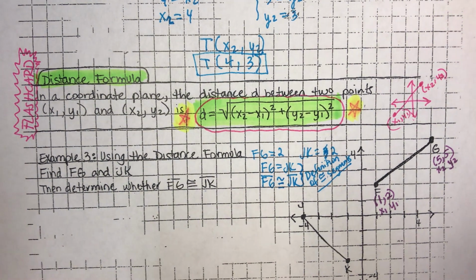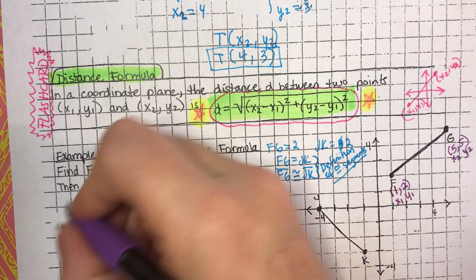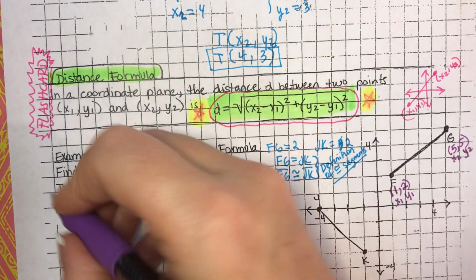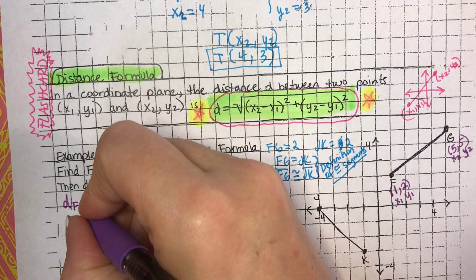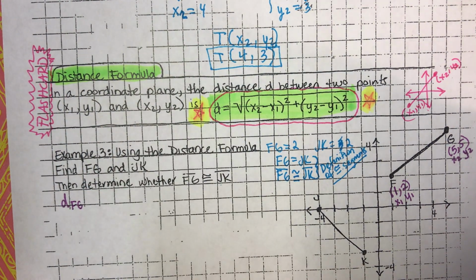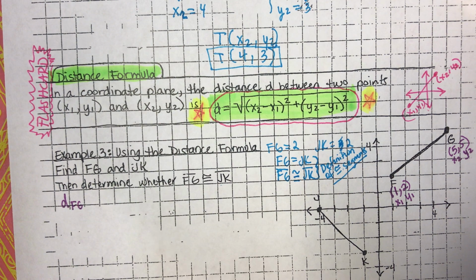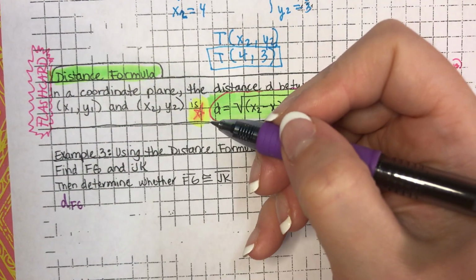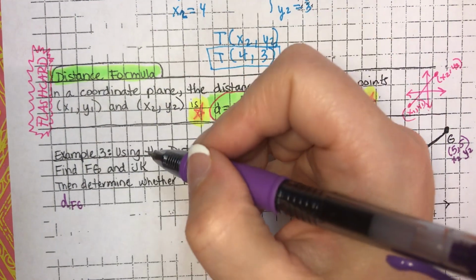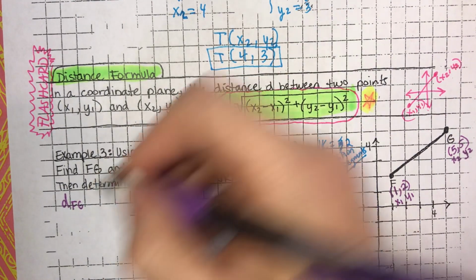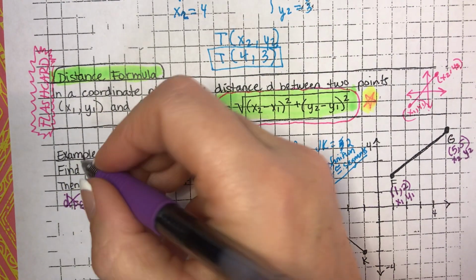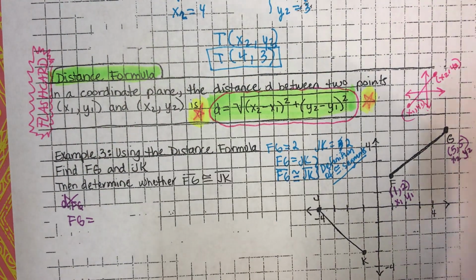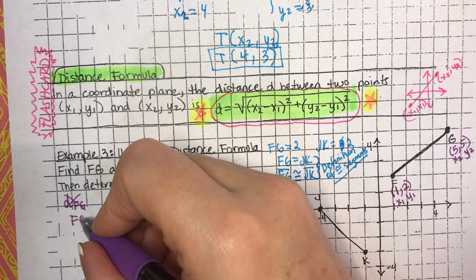So okay, we're going to go over here, and I'm going to find the distance of FG, and I'm just going to write it like this, the distance of FG. Or I guess we could just write it FG. Well, yeah, we'll just do this. We'll just write it like this, because we're finding the distance of FG.